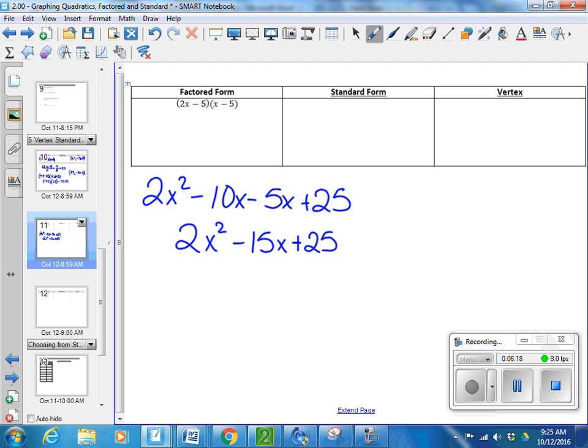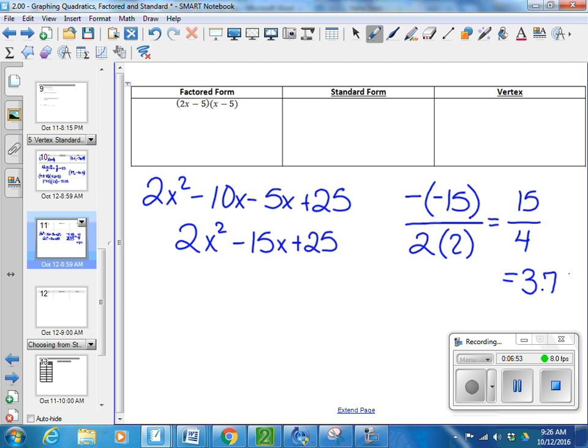All right. So remember, if we try to get the vertex using that method, we want the opposite of the middle term. So that's going to be the opposite of negative 15, over 2 times the first term, so over 2 times 2. If I calculate that, that's going to be positive 15 over 4. And for our decimal lovers, that means our x coordinate is going to be 3.75.